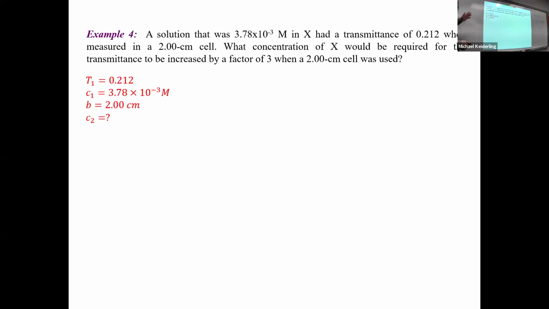So for this, I'll go through this. I actually worked this out. Our initial transmittance is 0.212. Our initial concentration is 3.78 times 10 to the minus 3. Our initial cell length is 2 centimeters. We want to find concentration 2 when transmittance is 3 times as much. Transmittance 2 is 3 times T1, so it's going to be 0.636.